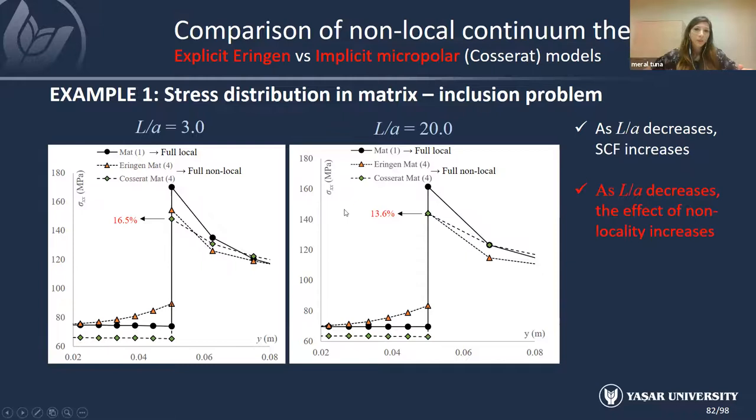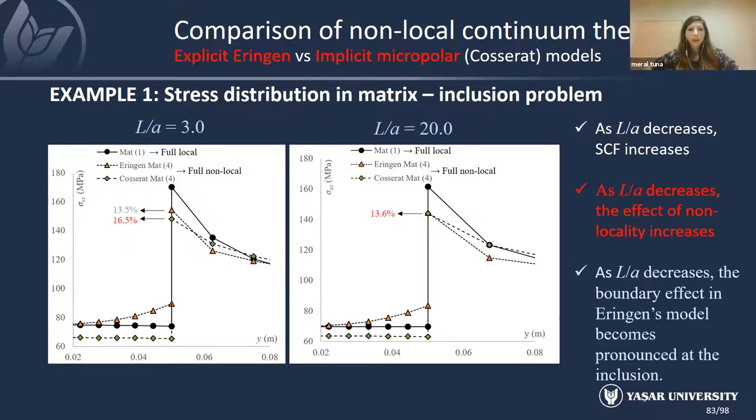It is clear from these differences, as we can see for the smallest scale ratio, the reduction in normal stress is more pronounced due to more pronounced non-locality. Another important point is, as this scale ratio decreases, the boundary effects of Eringen's model become pronounced around the inclusion. That is why, due to these boundary effects, there is a slight increase in normal stress for the smallest aspect ratio.